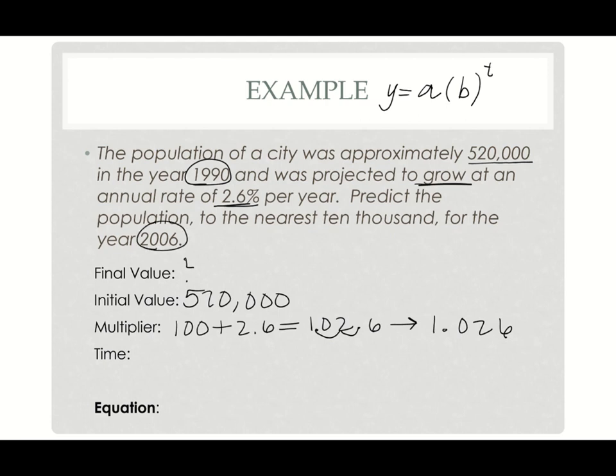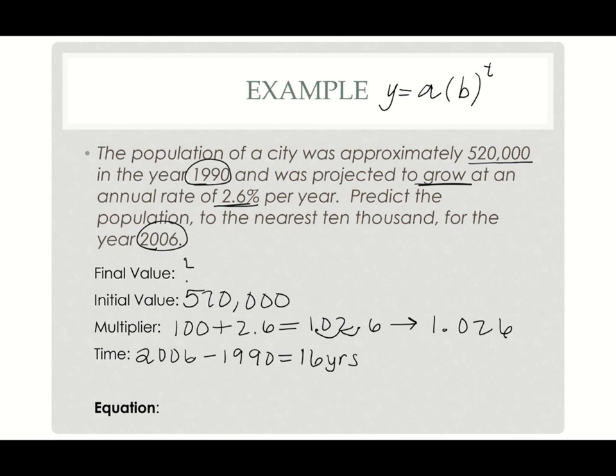And now the amount of time, it says we started in 1990 and we want to predict what it was going to be in 2006. So we want to know how far apart, how many years have elapsed from 1990 to 2006. So if we take those and subtract them, we have 2006 minus 1990. That's going to be 16 years.